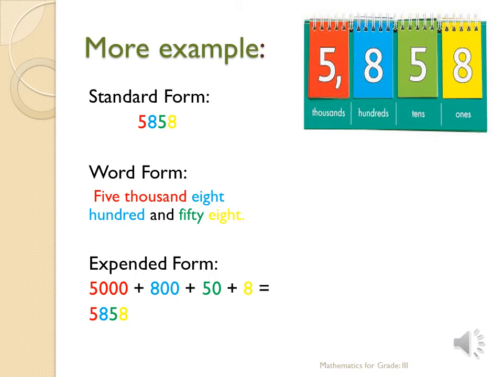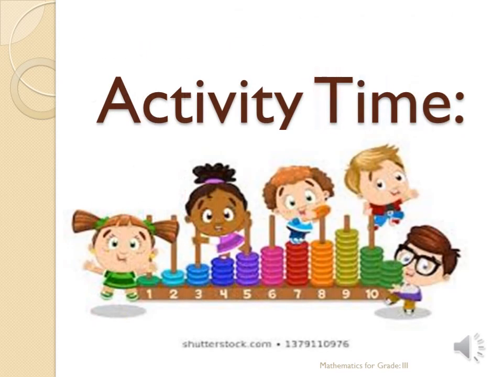When we add these together, we get 5858. That is how we are going to write three forms: standard form, word form, and expanded form. Now it's activity time.